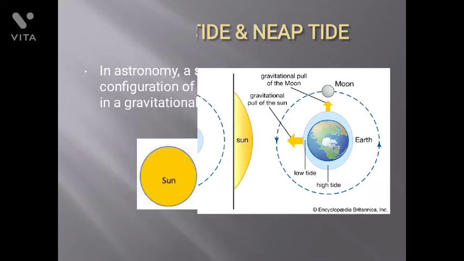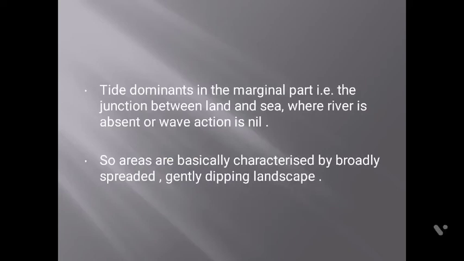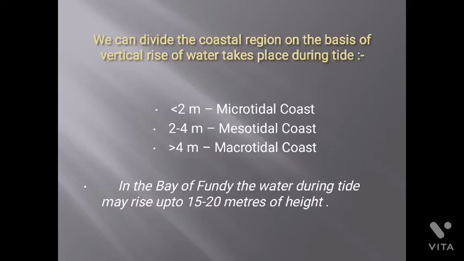Next, now let's see where the tide dominates more. Tide dominates in the marginal part, that is the junction between land and sea, where river is absent or wave action is nil. So these areas are basically characterized by broadly spread, gently dipping landscape. The rise and fall of sea level caused by astronomical condition is regular and predictable.